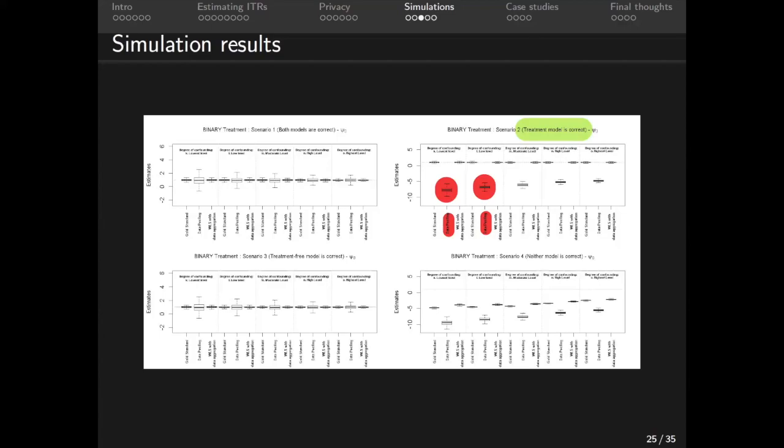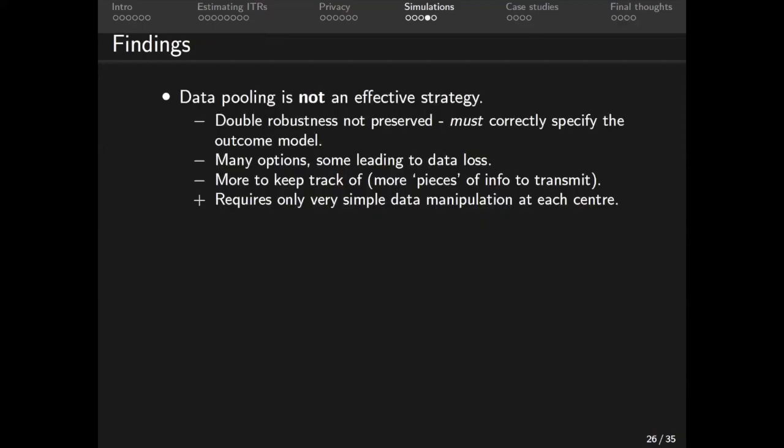So data pooling and the distributed regression work really well when my outcome model is correctly specified, but only the distributed regression is behaving well when I specify the treatment model correctly. Even though I'm estimating it separately at each center, so it's noisy, but it's correctly specified in each center. And then here, everything's off, it doesn't matter, I misspecified everything. We expect things to behave badly when nothing is correctly specified, so we can kind of ignore that plot. But that's really the message here, is that data pooling is not preserving the double robustness that we were looking for. So it's not a good strategy.